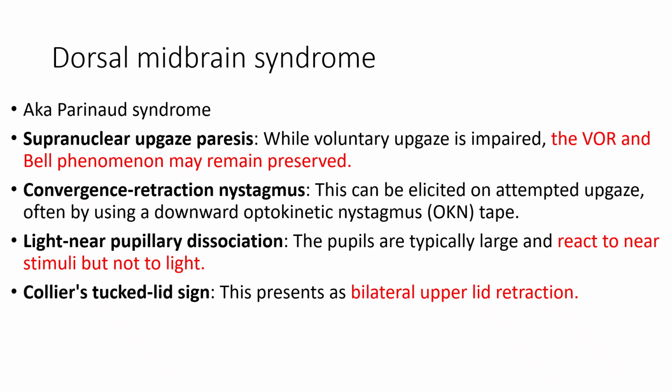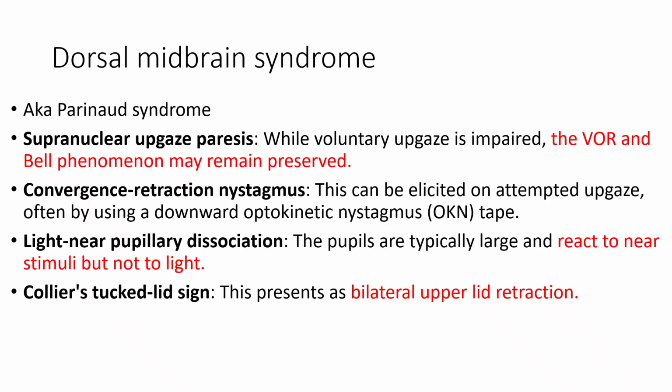Light-near pupillary dissociation. The pupils are typically large and react to near but not to light. Collier's sheath sign presents as bilateral upper lid retraction.